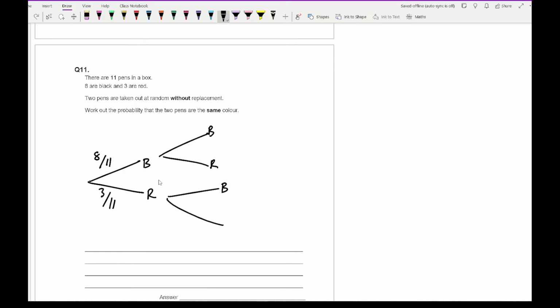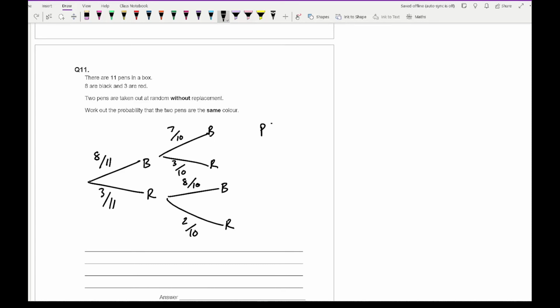Now here we've got 1 out in the second pick, so we've got 1 less pen, so that's 10, that's 10, that's 10. Oh, I don't know why I've put 110, so let's get rid of that. And that's over 10. Now if I select a black one first, that means I've got 1 less black one, but I've still got all 3 red. And if I've selected a red one first, I've still got all 8 black ones, but I've got 1 less red.